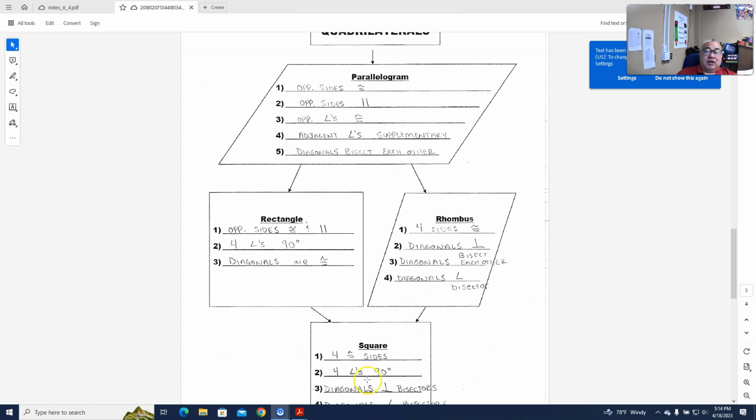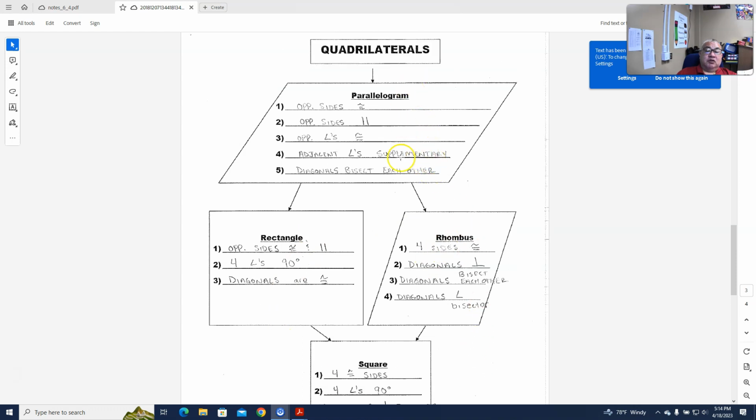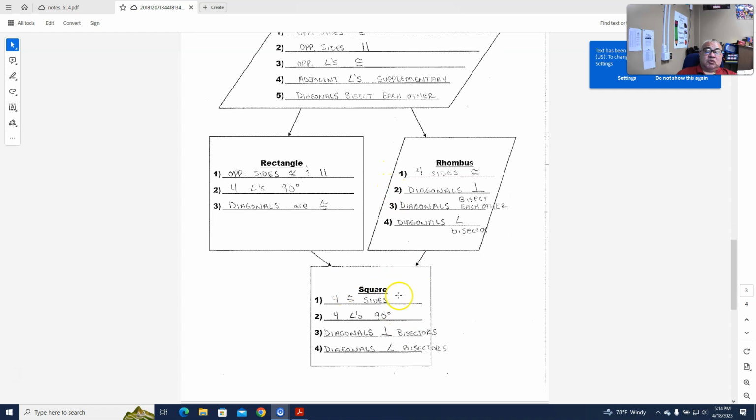And then a square is the last of the special parallelograms. A square is a rectangle, a square is a rhombus, and all these are parallelograms which fall under quadrilaterals. So a square has four congruent sides, four angles that are 90 degrees, diagonals that are perpendicular, and diagonals that bisect each other.